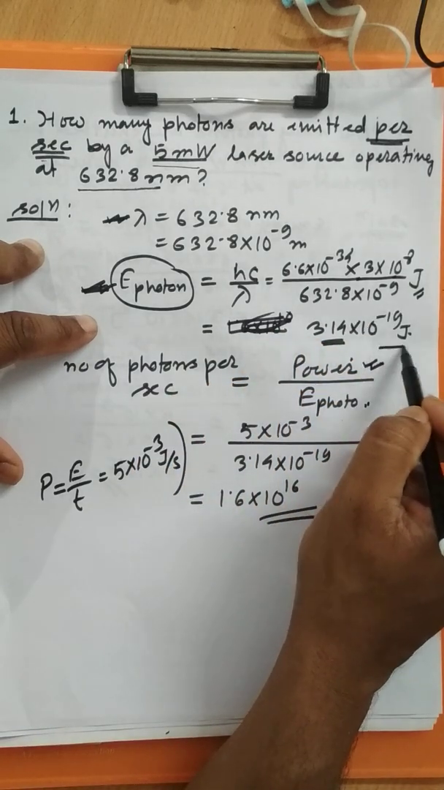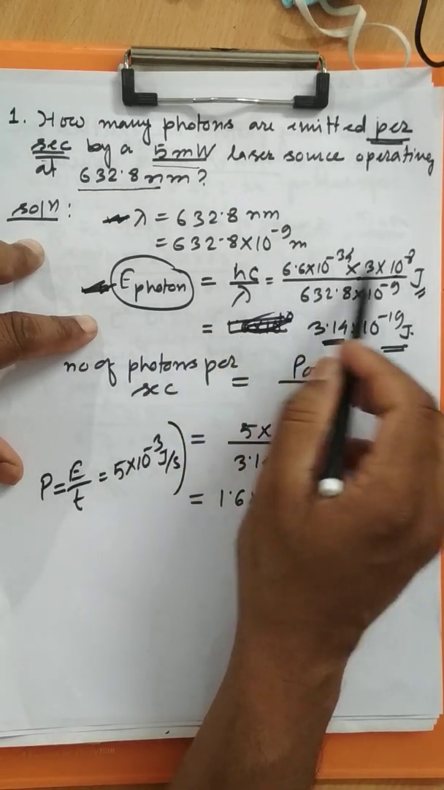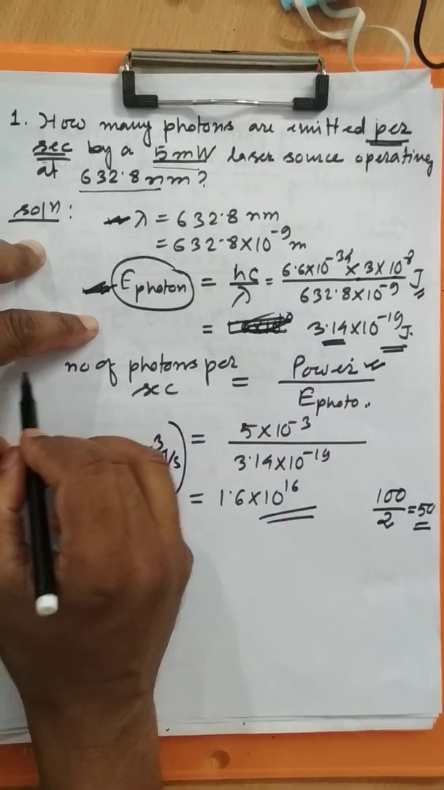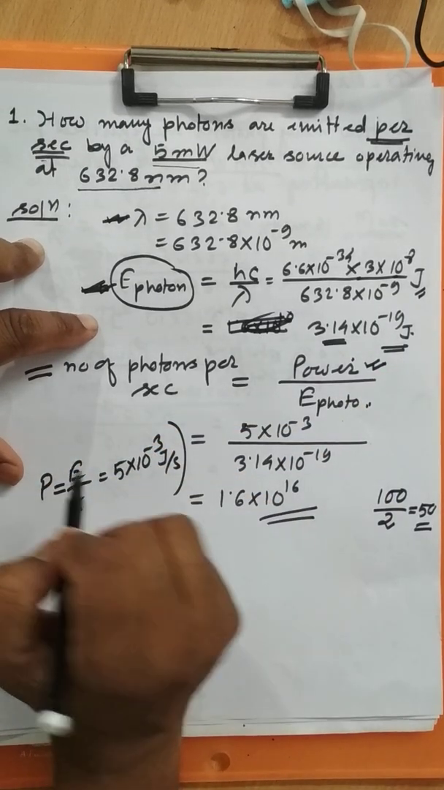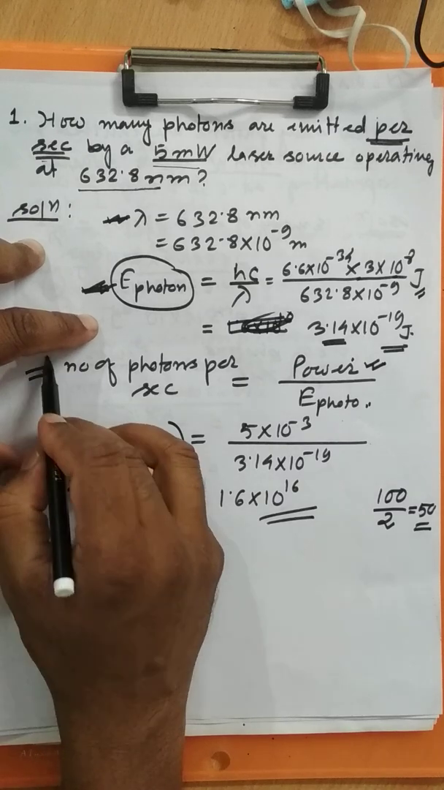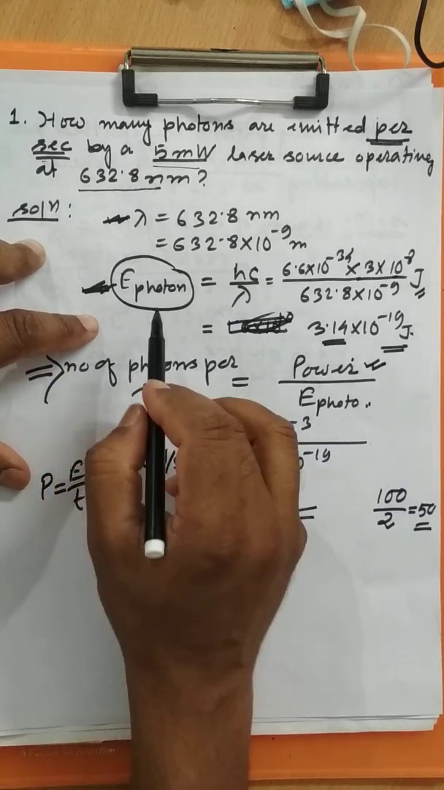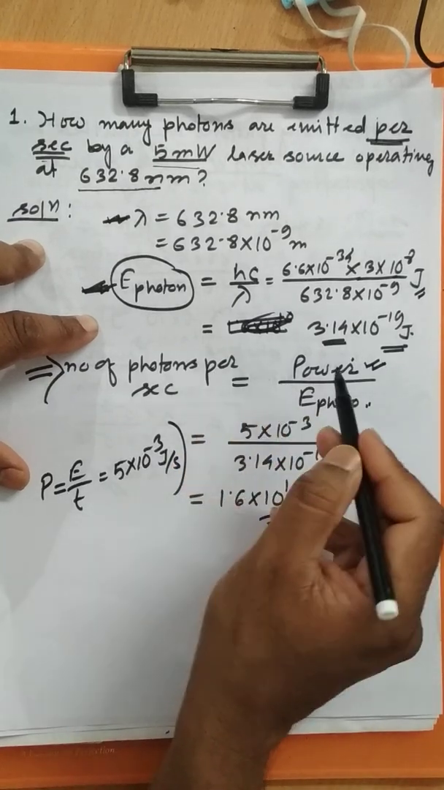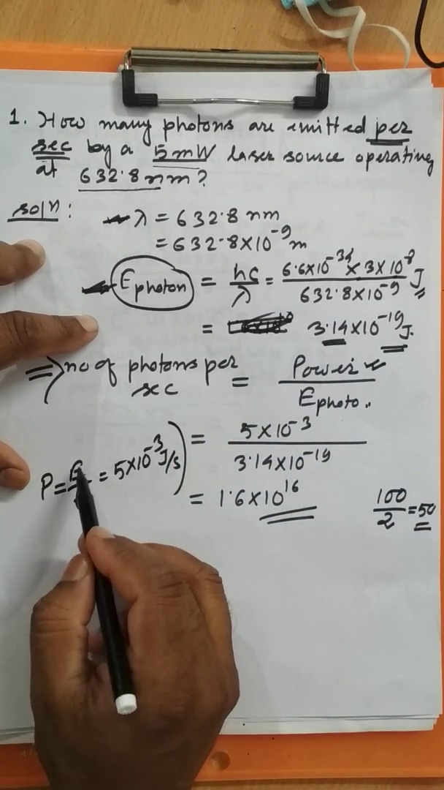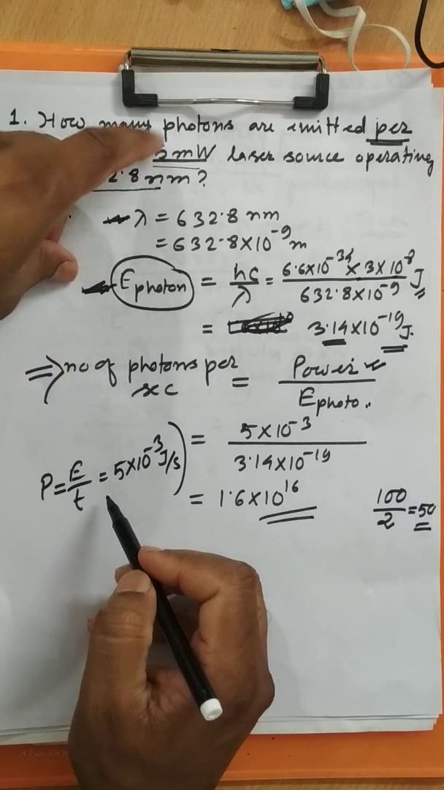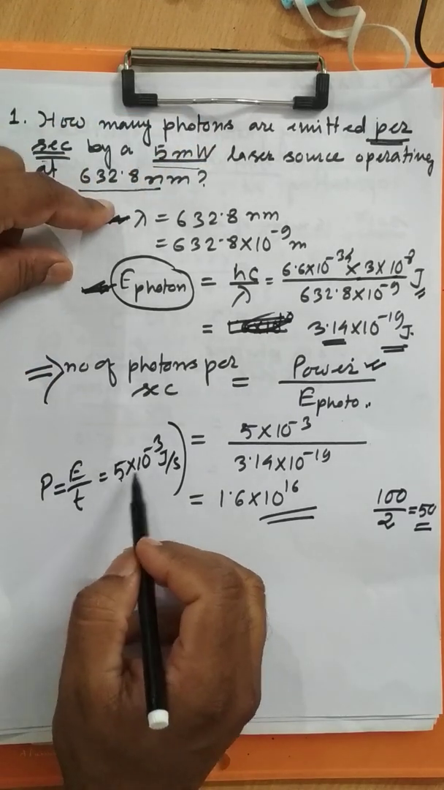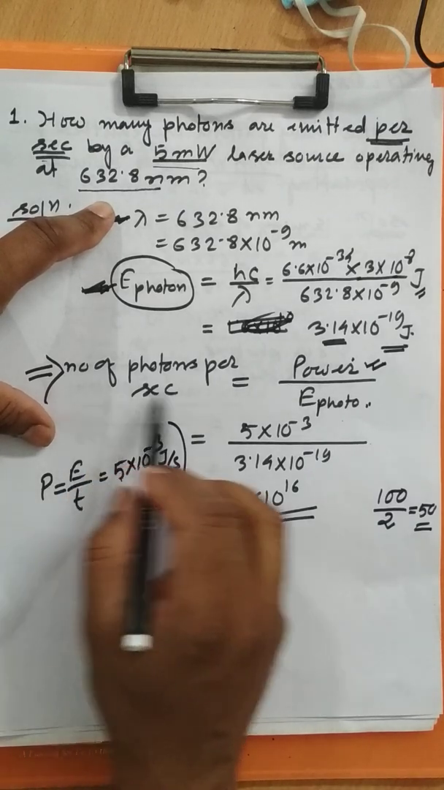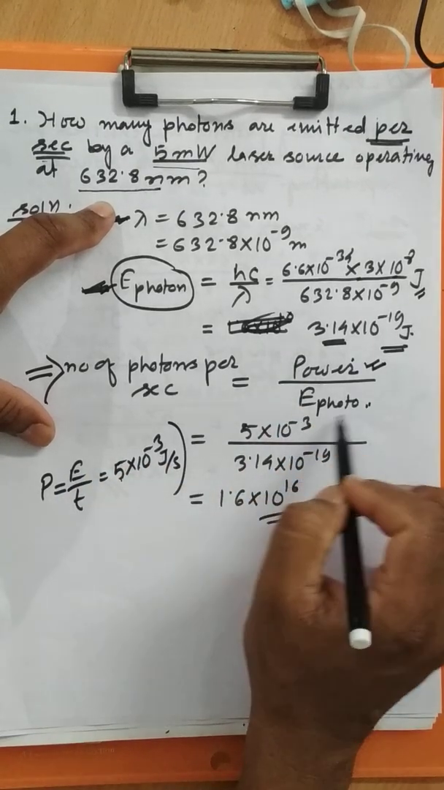How much is the energy of one photon? We have found it to be hc by lambda. These are the calculations. You will understand it easily. Now we have to find the number of photons per second. How will we find it? We know the energy of one photon. We know the energy released by the source every second, which is power. Power means what? Energy per time. 5 milliwatt means 5 into 10 to the power minus 3 joule every second. So therefore the number of photons will become power divided by the energy of each photon.